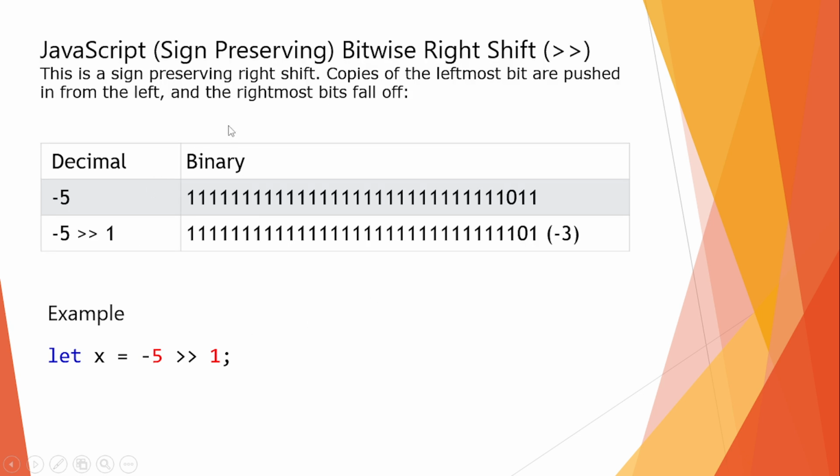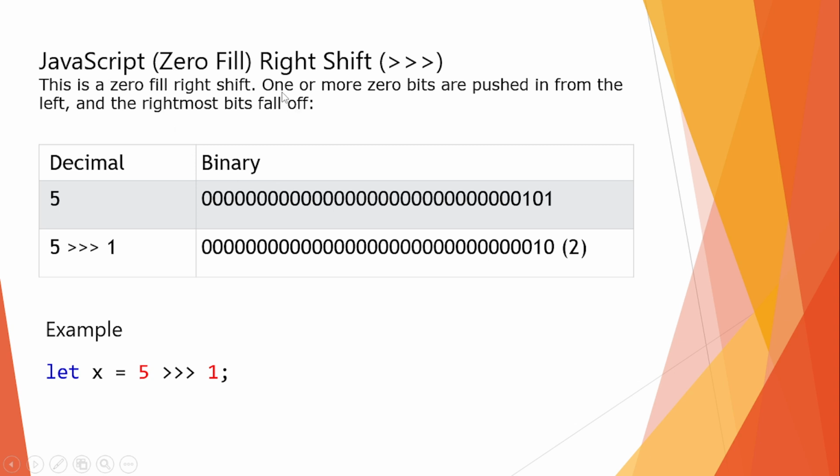JavaScript sign preserving bitwise right shift. This is a sign preserving right shift. Copies of the leftmost bit are pushed in from the left, and rightmost bits fall off. Here our rightmost bit will fall off. JavaScript zero fill right shift. This is a zero fill right shift. One or more 0 bits are pushed in from the left, and the rightmost bit falls off. Here the rightmost bit will fall off.